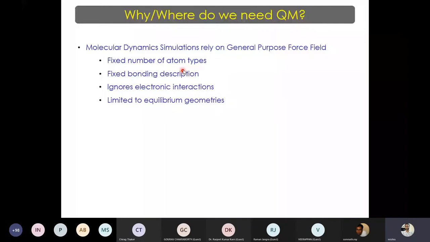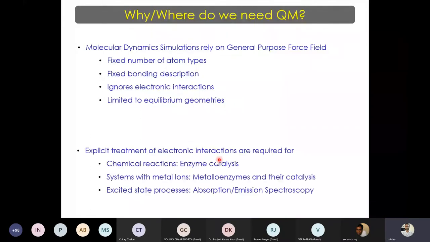But the next question is: these are limitations, but where actually do we need to go beyond this? The answer is that we need explicit treatment of electronic interactions whenever we are defining any chemical reaction. Any two reactants, when they come and make a product, there is a formation of a bond or a breaking of a bond or transfer of an electron. And these effects cannot be described by standard classical molecular dynamic simulations.